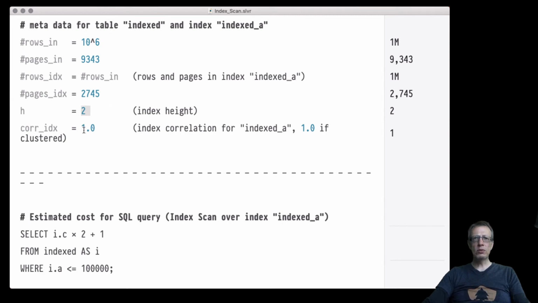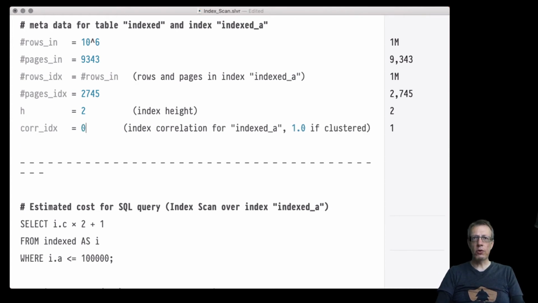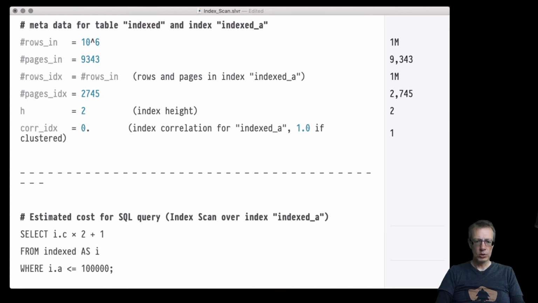But the correlation factor, it appears that I have made some experiments with a completely clustered index here, where the correlation factor for the index has been different. Let me check again here, and then enter the correct correlation factor. All right. So I've just checked the file, and the correlation factor should indeed be 0.